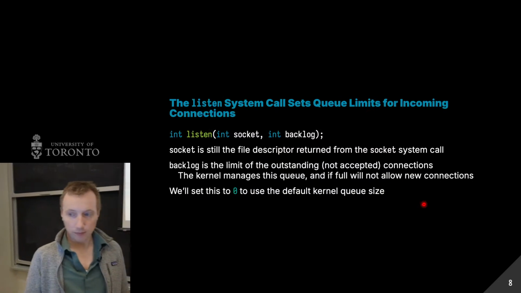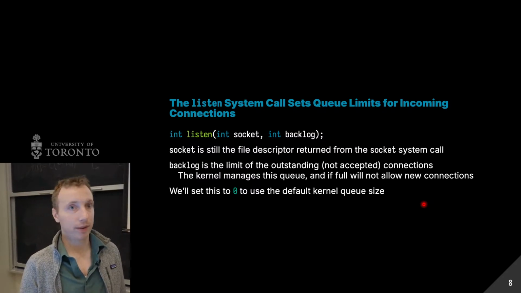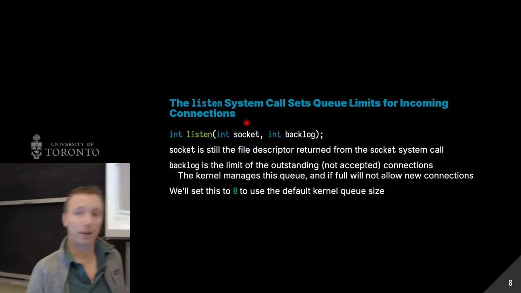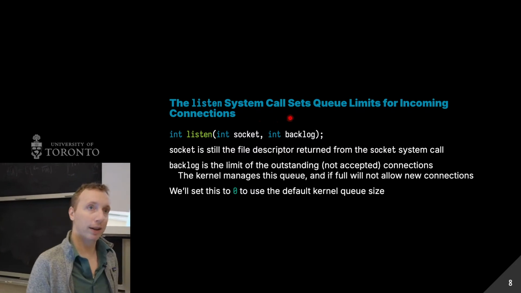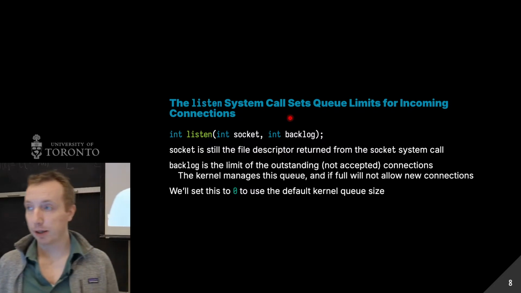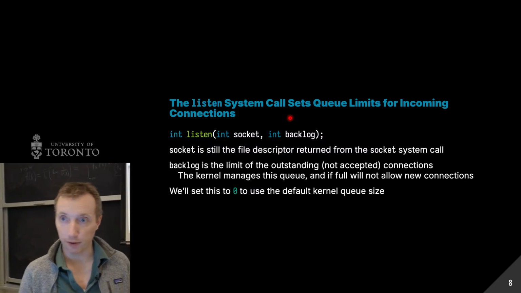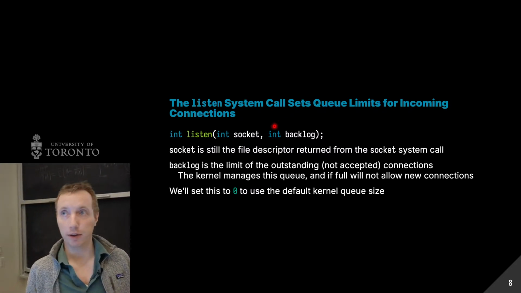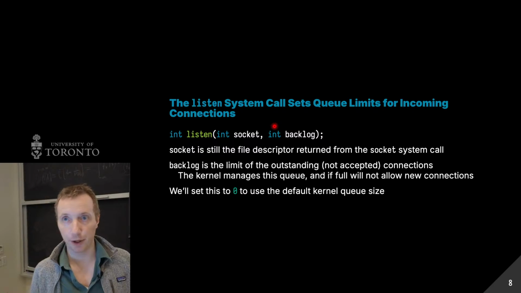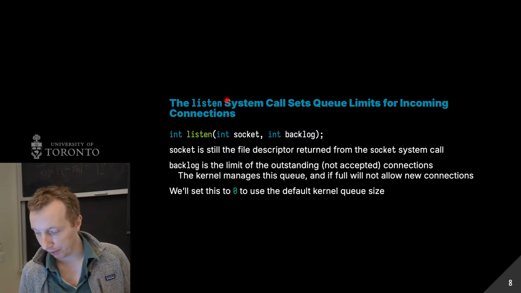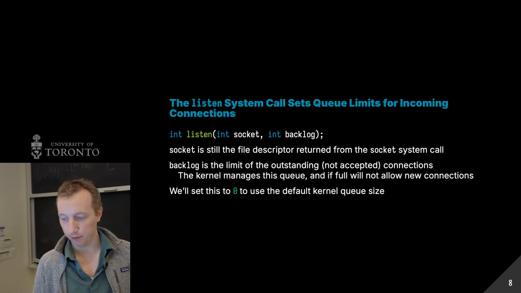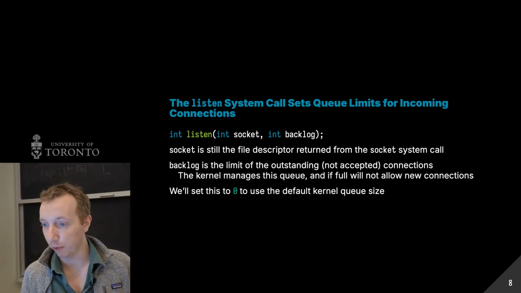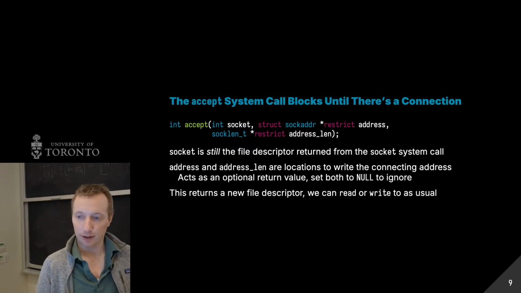So the listen system call sets the queue length for the server for incoming connections. It just takes a socket as the first argument, and then this backlog, or how many incoming connections the kernel should hold on to until it starts just dropping connections. So if you just give it 0, the kernel figures it out for you. You can just use the defaults. And for most uses, the defaults are fine unless you really know what you're doing, in which case you're probably using a web server written by someone else anyways.